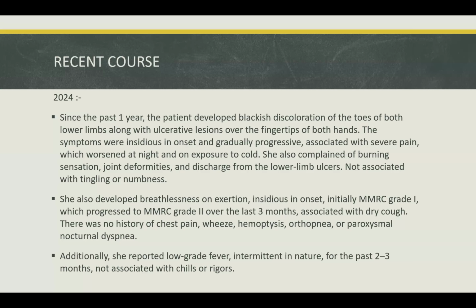She also developed breathlessness on exertion, insidious in onset, initially MMRC grade 1, which progressed to MMRC grade 2 over the last 3 months. It was associated with dry cough. There was no history of any chest pain, wheeze, hemoptysis, orthopnea, or paroxysmal nocturnal dyspnea. Additionally, she reported low-grade fever, intermittent in nature, for the past 2 to 3 months, not associated with chills or rigor.